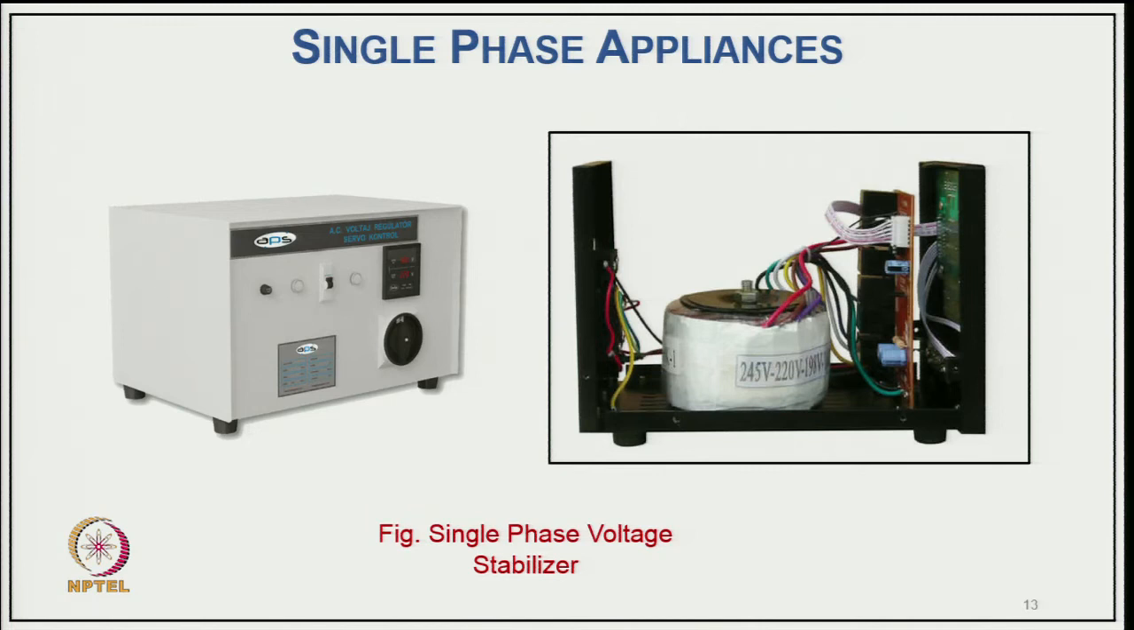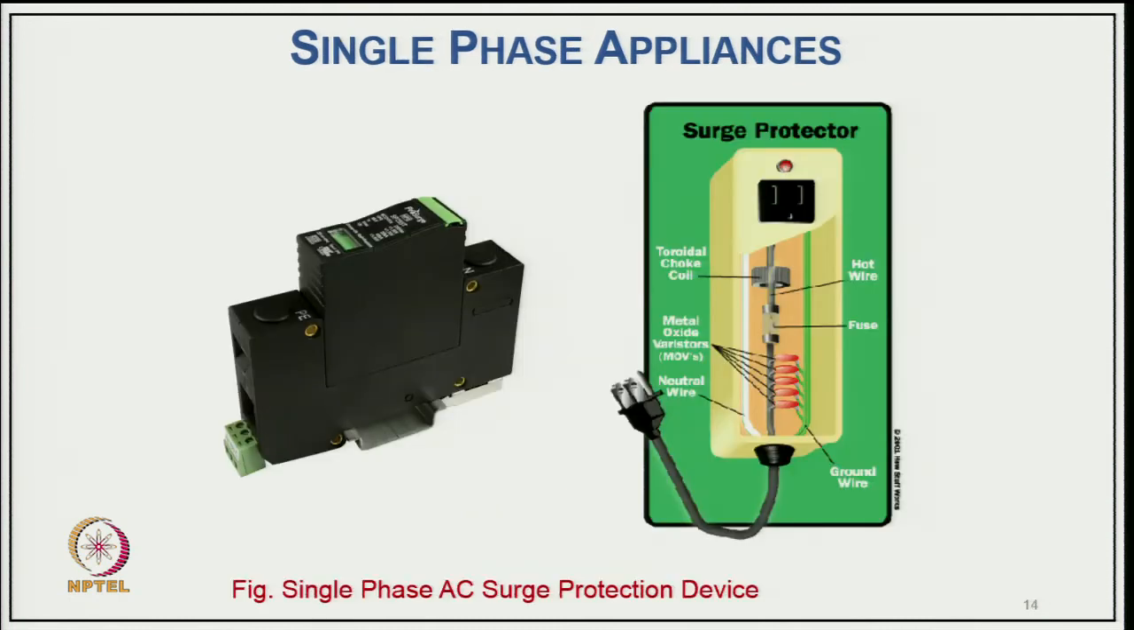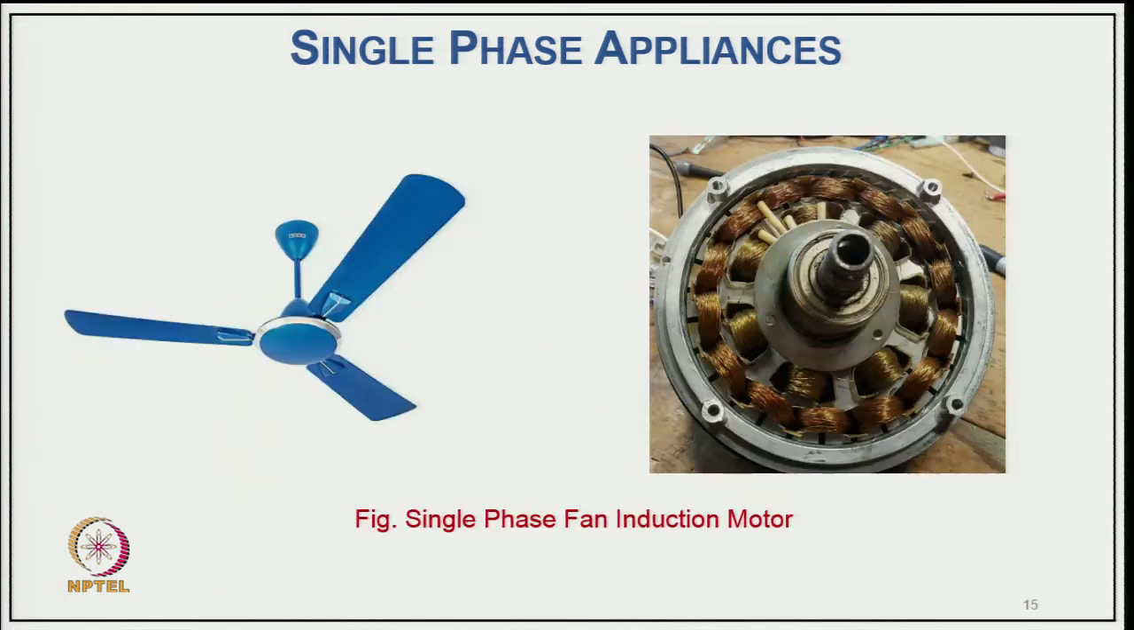Certainly, most of the appliances are designed for a particular voltage. So, you have to regulate the voltage so that it feeds regulated voltage to the equipment, so that the operation is quite satisfactory and efficient, and they serve the purpose for which they have been used. Then you have a single phase AC surge protection device, so that surges are not affecting your load.